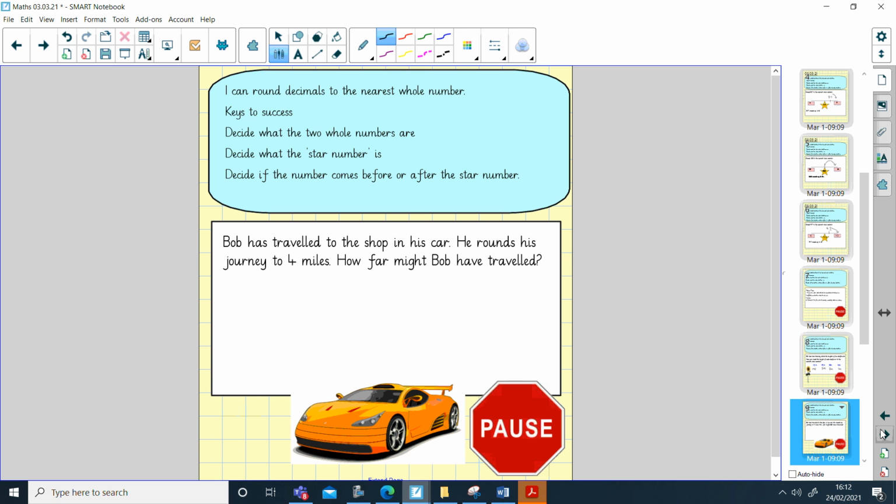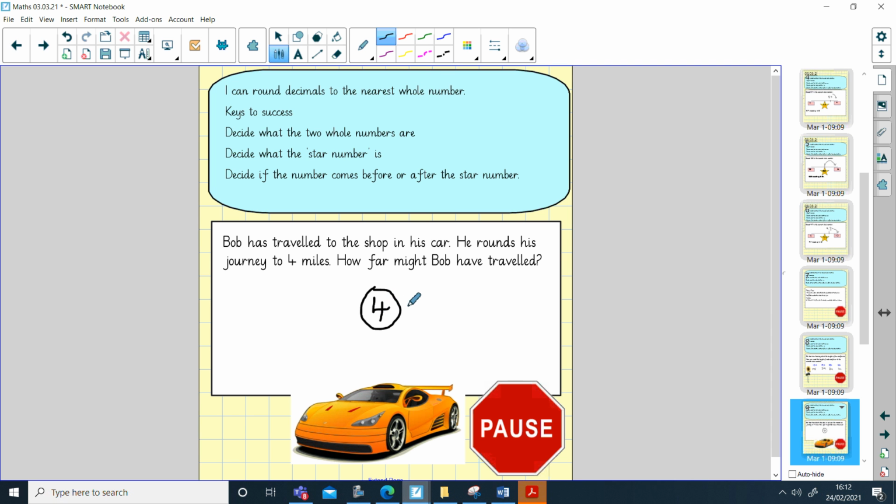Okay, now Bob's going to travel in his really fancy sports car to the shop. And he rounds his journey to 4 miles. How far might Bob have travelled? So he's done the rounding part for us, but we've got to work out what the decimal number might be. So I've got my 4 miles. I'm going to put that in the middle here. Okay, you're going to have a look at a question just like this in a moment. So 4 is what it rounds to.